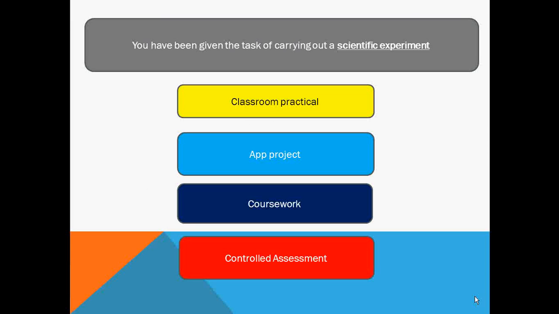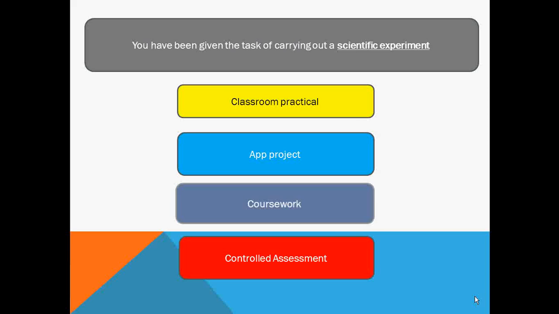So, you've been given a task of carrying out a scientific experiment. This could be part of a classroom practical. This could be part of an APP project, which you will encounter in Year 7 and 8. This could be part of some coursework, which you will encounter from Key Stage 4 upwards. Or it could also be part of our newly introduced controlled assessments.